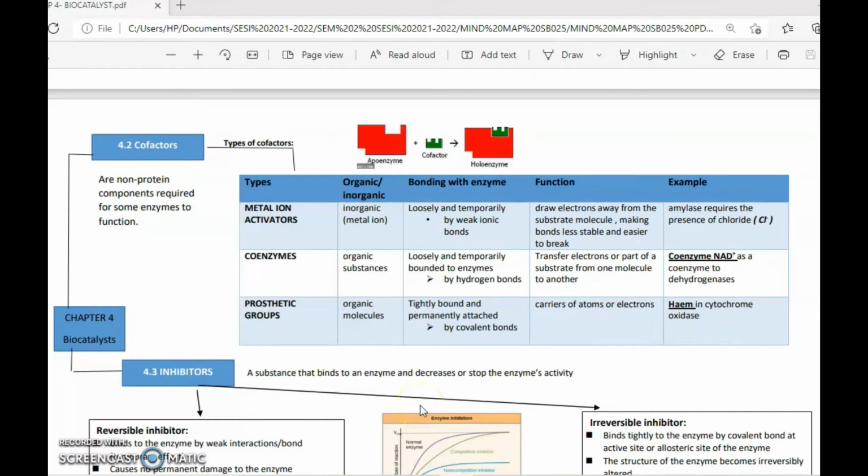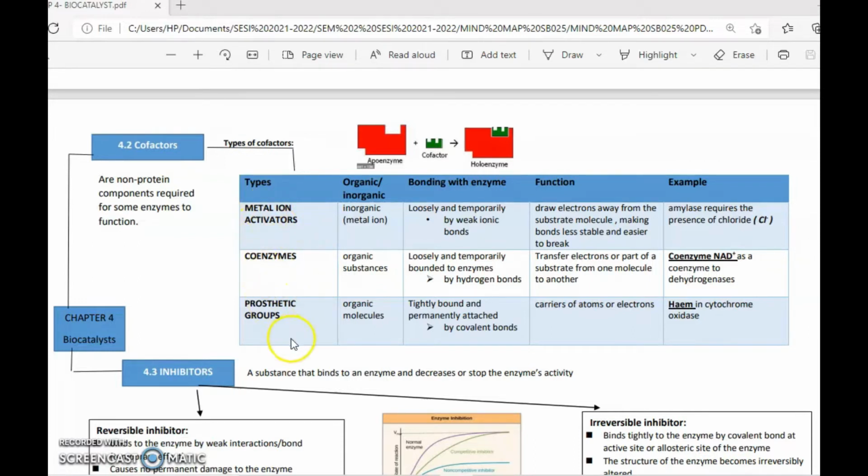Hi, Assalamualaikum. So now let's have a quick revision for subtopic 4.2 and 4.3 in chapter 4, biocatalysis. For subtopic 4.2, cofactors. A cofactor is a non-protein component required for some enzymes to function. Remember, there are three types of cofactor: metal ion activator, coenzyme, and prosthetic group.